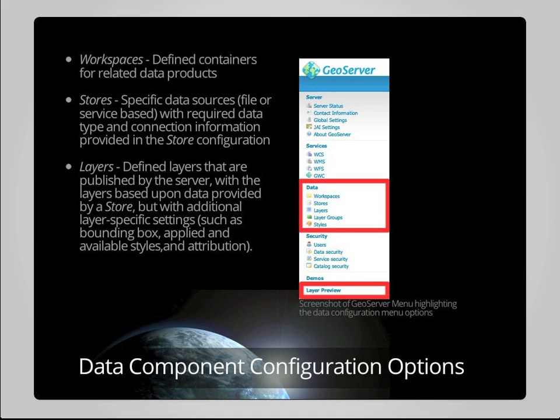The layer option then allows you to have access to a listing of the defined layers that are published by the server, with each layer being based upon the data that are provided by a store, but with each layer also having layer-specific settings that may vary from layer to layer, even if they are based upon the same source data defined by a store, where some of that additional information within a layer may include a bounding box and styling information and attribution information for that particular layer as it is advertised as a part of a service.